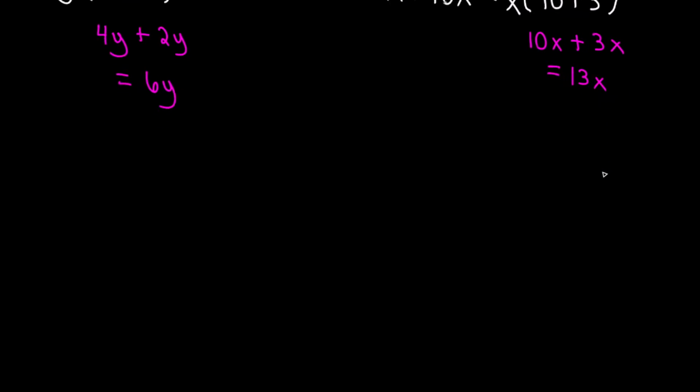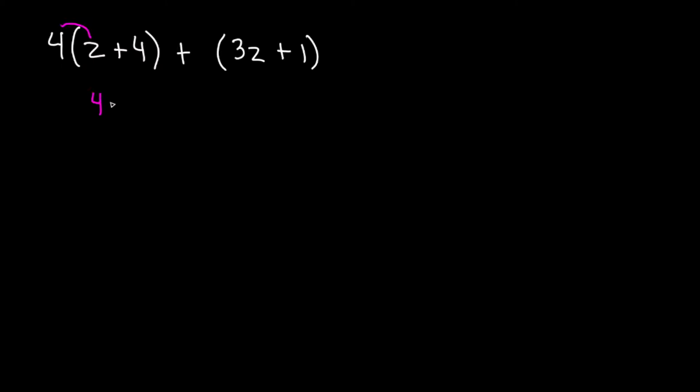Now let's do some problems you'll probably be more likely to see. Some more challenging ones. And it'll probably make more sense after these ones. So what if we're given 4 times z plus 4 plus 3z plus 1? We'll start with the term on the left and we'll distribute. So 4 multiplied by z for 4z, 4 times 4 for plus 16, and then we're going to go over here.